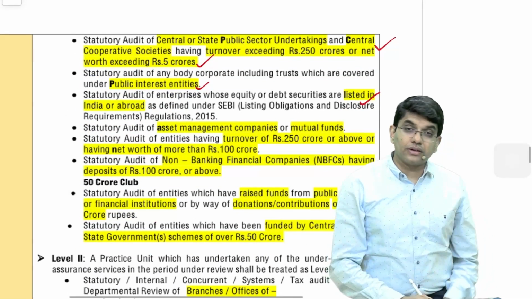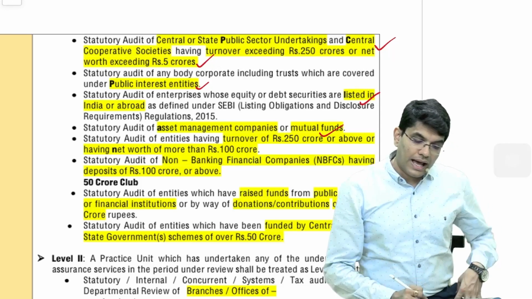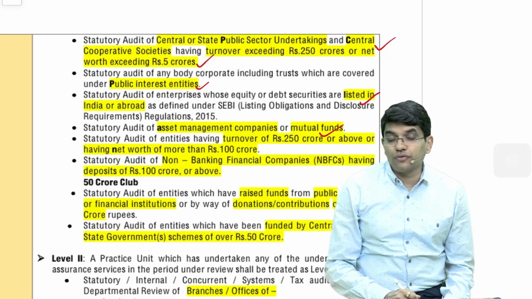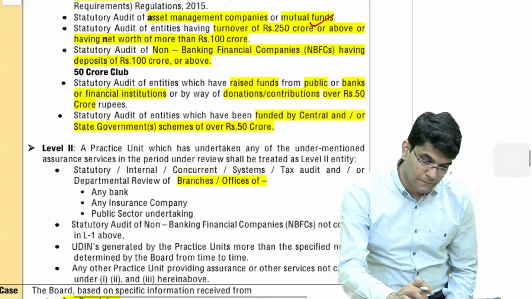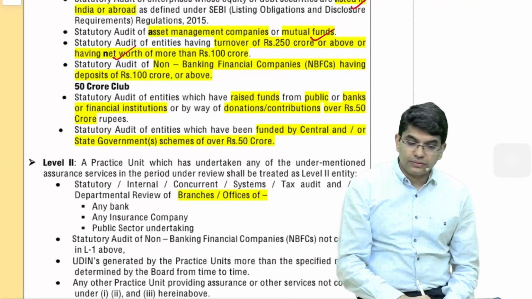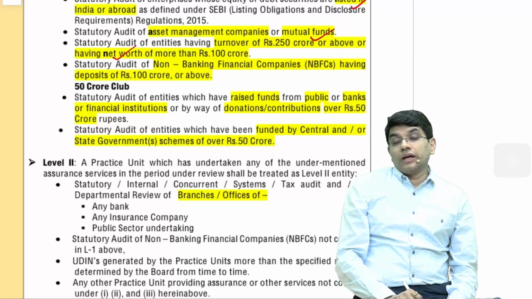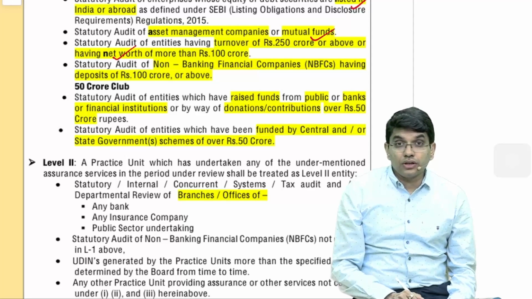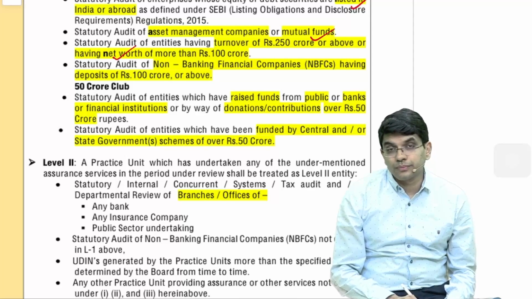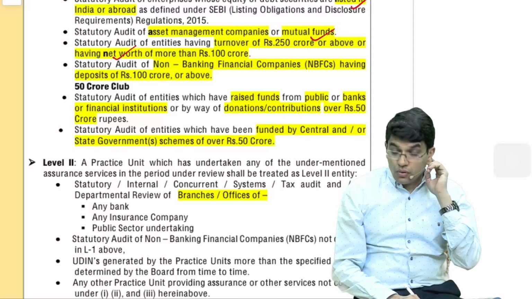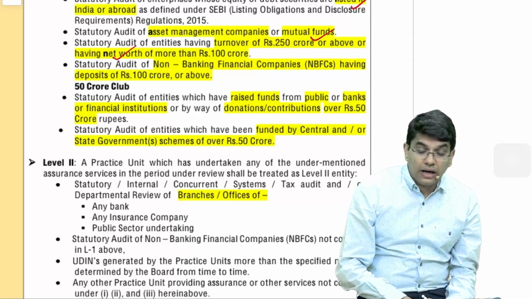Then L is for listed in India or outside India. If you're doing audit of listed entities, you are level 1. Asset management company or mutual fund. If you're doing audit of an asset management company or mutual fund, you are level 1. Then net worth. Then simple net worth. If you are doing audit of an entity having turnover 250 crore or above, or net worth 100 crore or above.